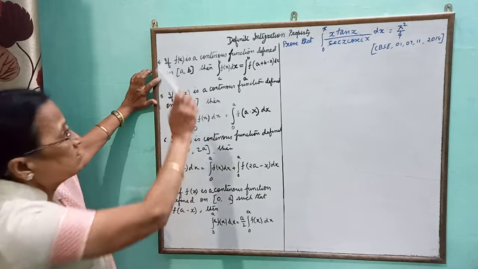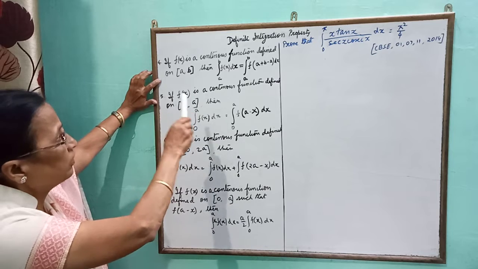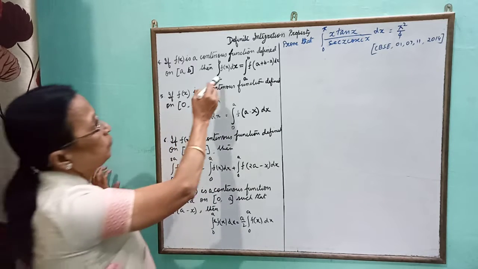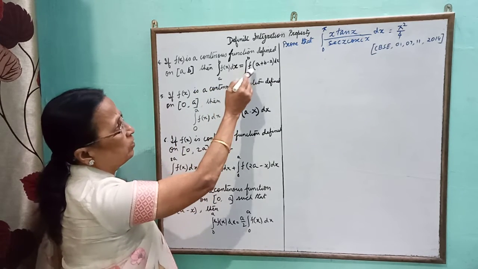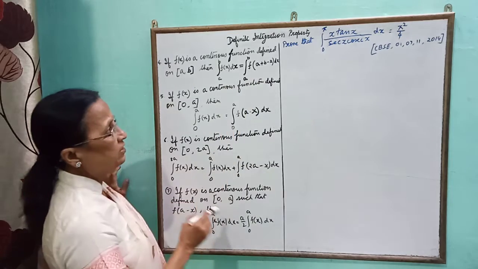If f(x) is a continuous function defined on [a, b], then integral from a to b of f(x) dx equals integral from a to b of f(a plus b minus x) dx.